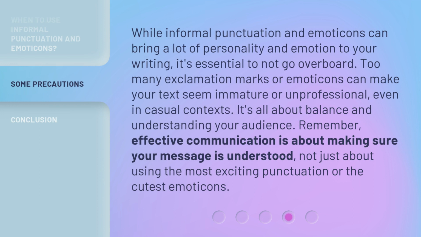While informal punctuation and emoticons can bring a lot of personality and emotion to your writing, it's essential to not go overboard. Too many exclamation marks or emoticons can make your text seem immature or unprofessional, even in casual contexts. It's all about balance and understanding your audience. Remember, effective communication is about making sure your message is understood, not just about using the most exciting punctuation or the cutest emoticons.